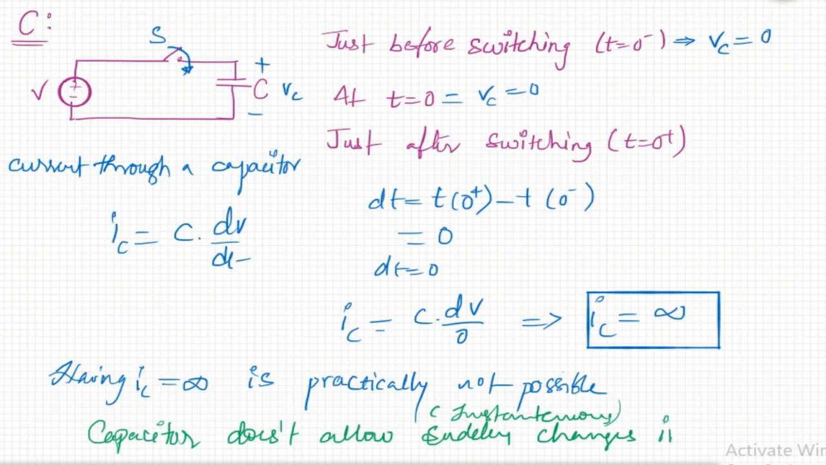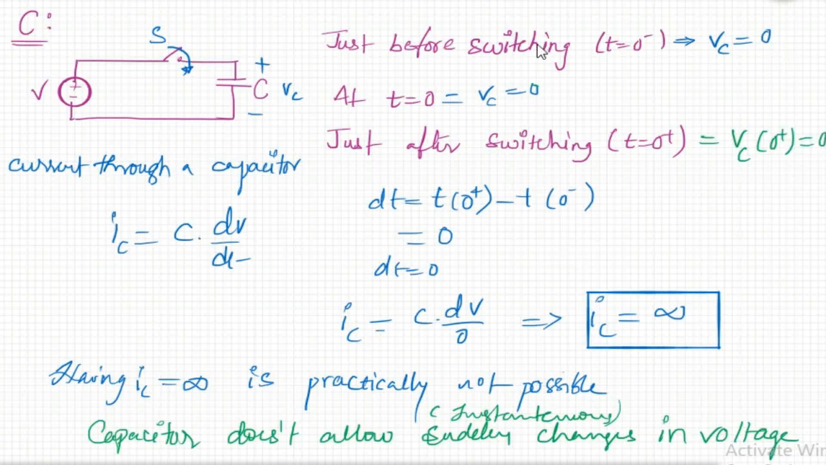In voltage. Earlier, the inductor was not allowing sudden changes in current. Now our capacitor is not allowing sudden changes in voltage. So what is happening here? Just after switching the switch also, there is no voltage across the capacitor. So VC(0+) is also equal to 0, because it doesn't allow sudden changes in voltage.